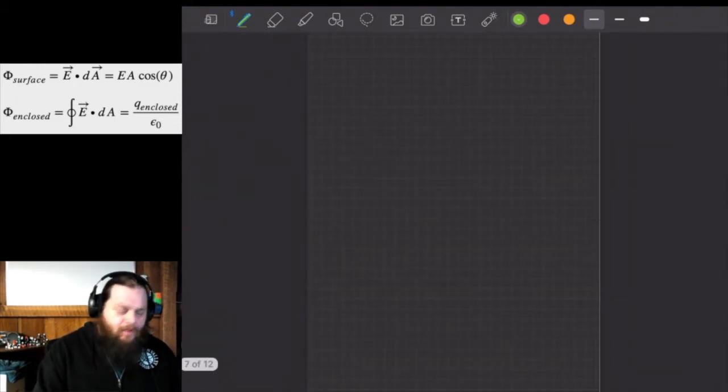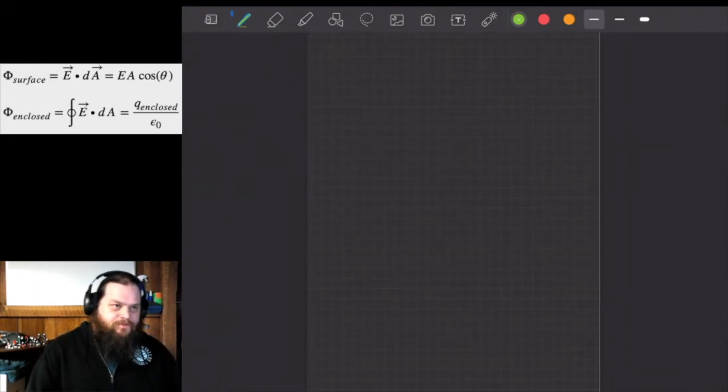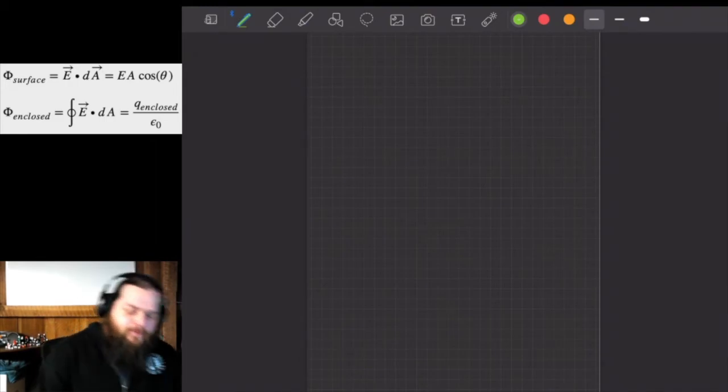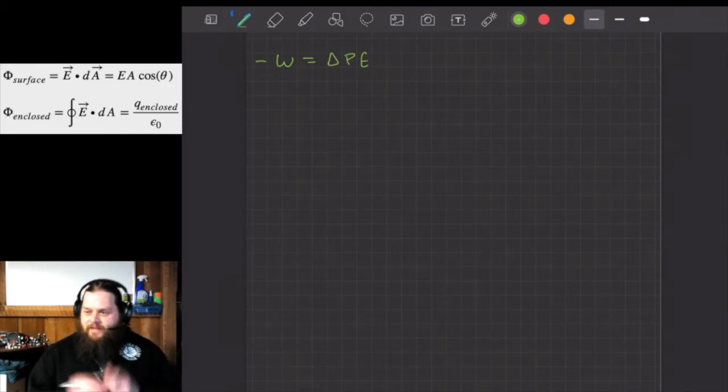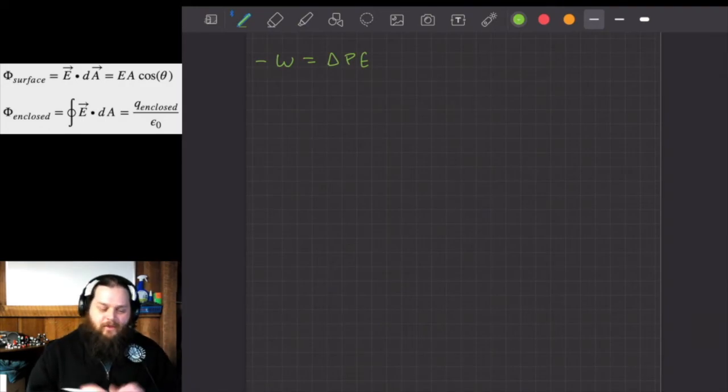So I want to talk a little bit now about potential energy. A little overview of that. Potential energy is really similar to the idea of work, where the negative work is equal to the change in potential energy. And when we're talking about electrical potential energy, it's really the potential energy between two charged particles.